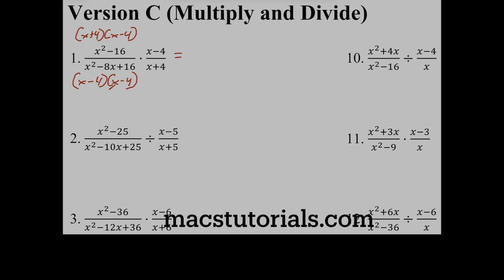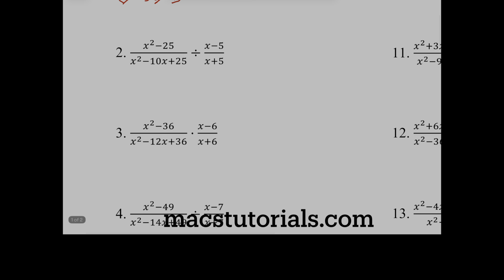Okay, let's cancel things out. X minus 4, x minus 4, x plus 4, x plus 4, x minus 4, x minus 4. Everybody cancels. The answer is 1. If you notice, I didn't do the flipping like I've done before. The reason I didn't do that is because it's a multiplication problem. Now let's go to number 2. Now we see this one's a division problem. So now let's do this one.